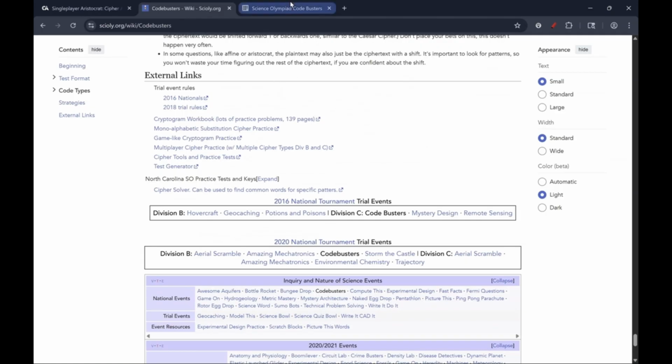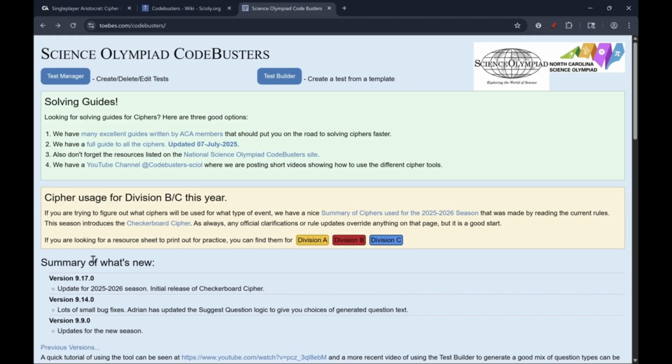And the second resource that I would highly recommend checking out is the TOBE's website for Codebusters. Using this website, you can create your own Codebusters tests and ciphers that you can print out and solve on your own on paper. My partners and I use this resource a lot, where we would create tests for each other and we'd solve each other's ciphers. And it was really a good resource for me to learn how to solve these ciphers really quickly.